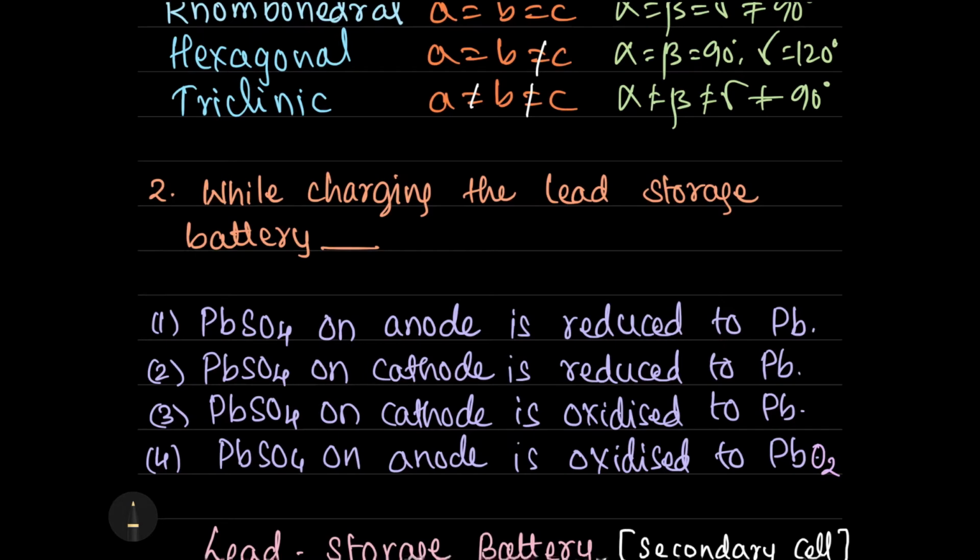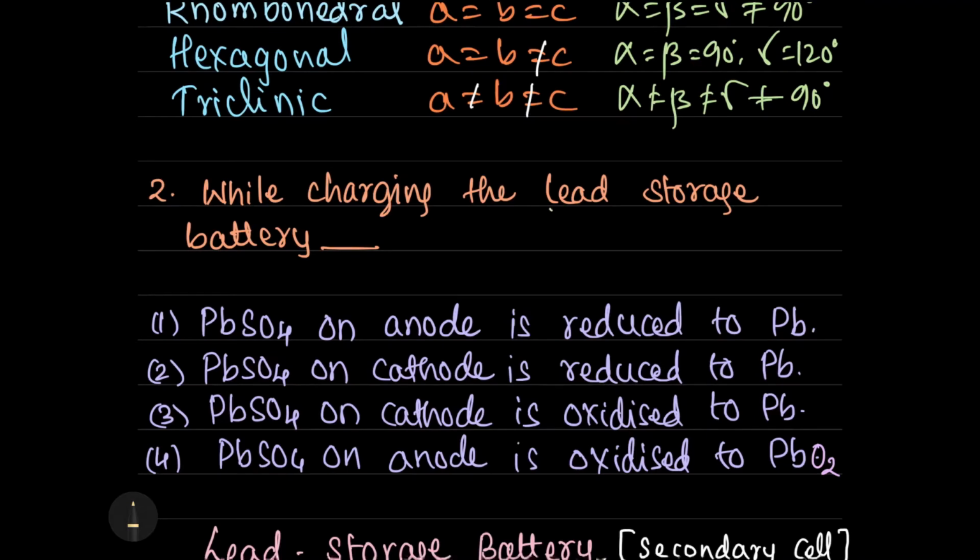While charging the lead storage battery, what options were given? Number 1, lead sulfate, PbSO4, on anode is reduced to lead. Option 2, lead sulfate on cathode is reduced to lead. Only the electrode position has been changed here in option 1 and option 2. Option 3: lead sulfate on cathode is oxidized to lead. Fourth option is lead sulfate on anode is oxidized to lead oxide.